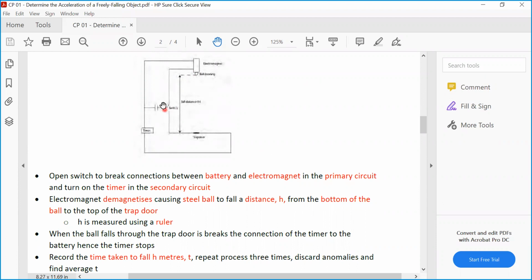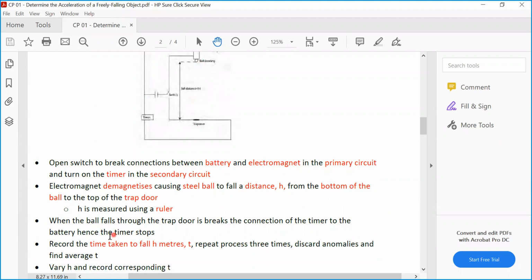When you switch off, you have to turn on the timer at the same moment, because that's the initial moment this ball starts to fall. The electromagnet demagnetizes, causing the steel ball to fall a distance h from the bottom of the ball to the top of the trapdoor. Okay, it starts to fall like this. h is measured using a ruler. We can measure the height.